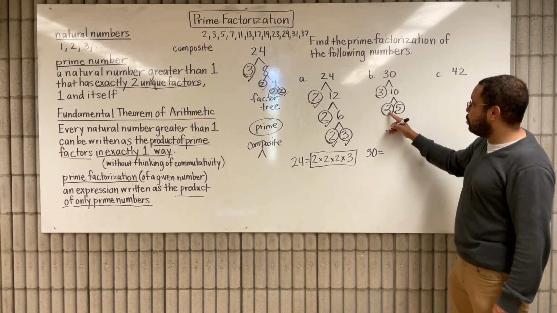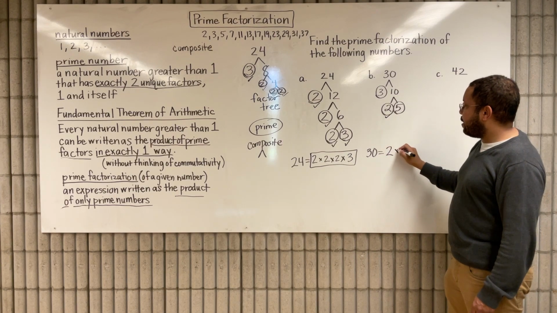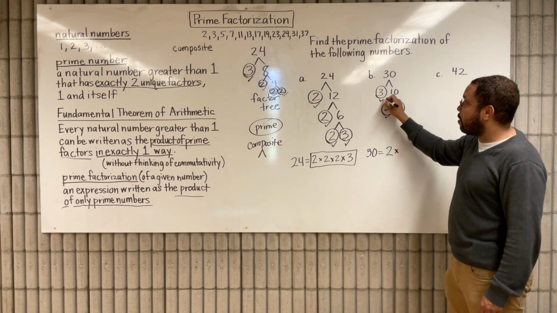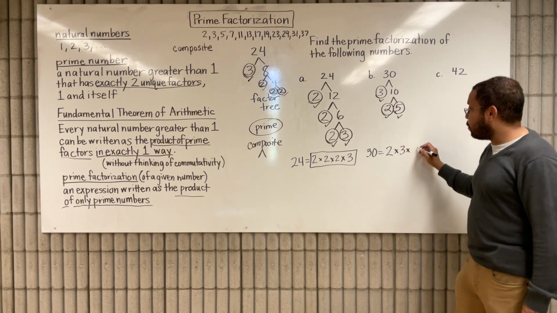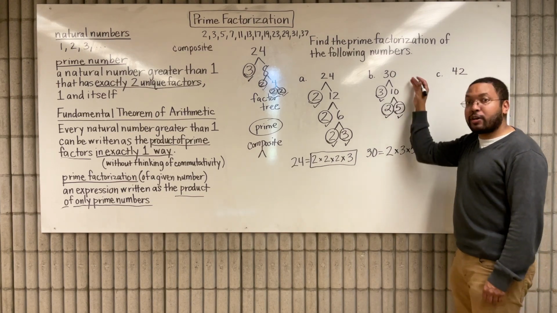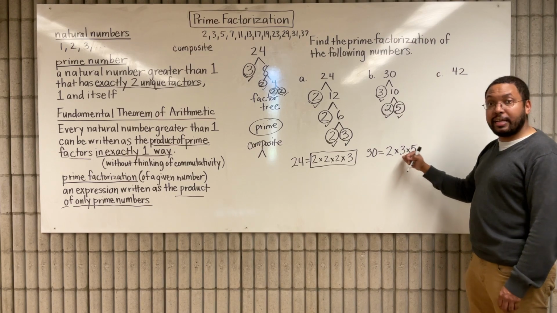30 is equal to 1 factor of 2, there aren't any other 2's here, times 1 factor of 3, there aren't any other 3's that I've circled, times 1 factor of 5. So 30's prime factorization is 2 times 3 times 5.